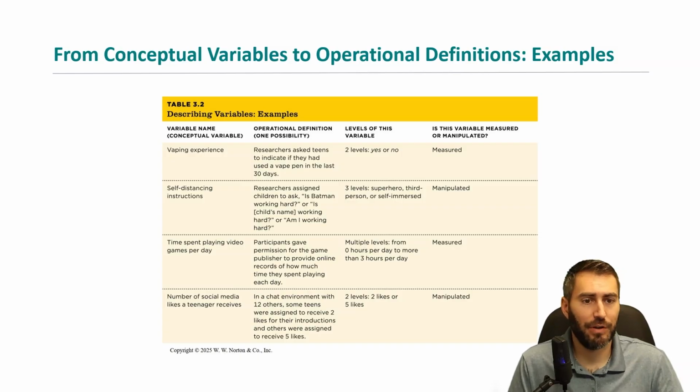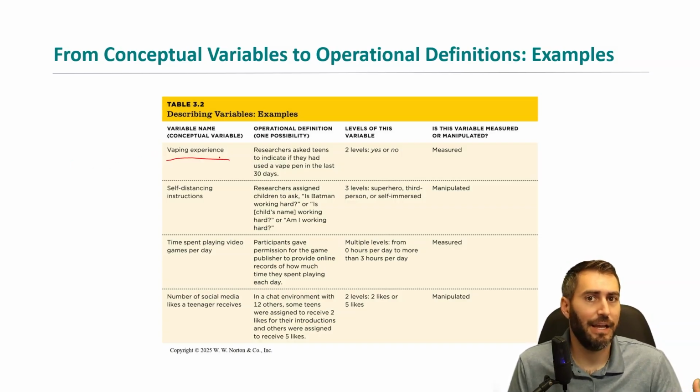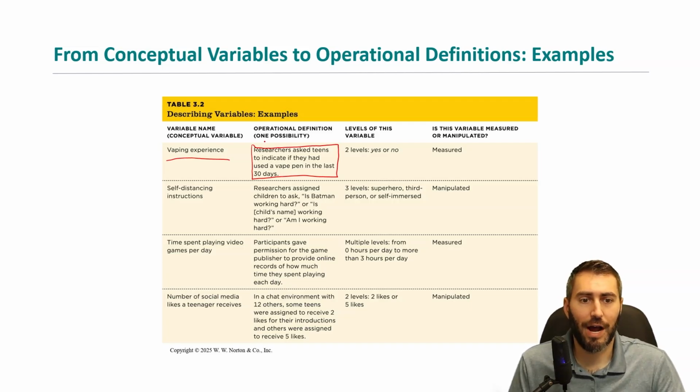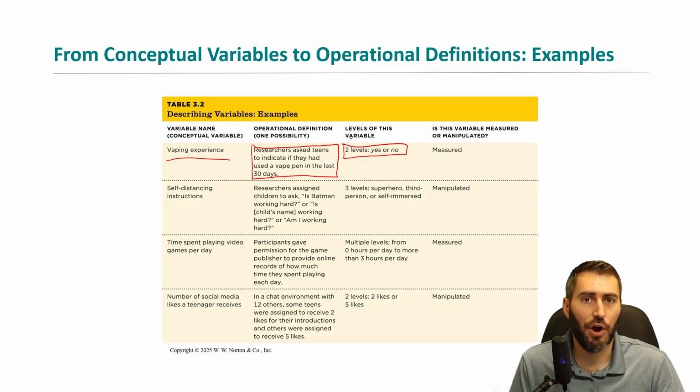And so if we look at a couple examples of this, we can identify what's going on. For example, maybe the first one here, our variable of vaping experience, that's what we're interested in measuring as a construct. And maybe we define this by asking teens how many times they engaged in vaping over the last 30 days? Or have they engaged in vaping at some point in the last 30 days? And if we ask them that way, then we're defining this with only two levels. Either yes, they engaged in vaping over the last 30 days, or no, they didn't.